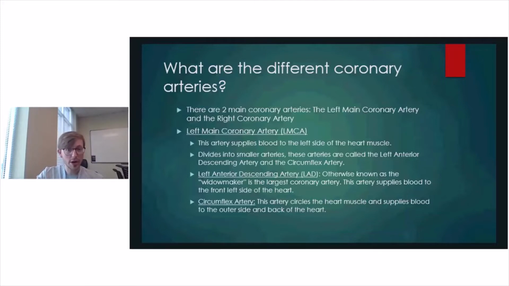The left main coronary artery, otherwise known as the LMCA, supplies blood to the left side of the heart muscle, given the name left main coronary artery. This main coronary artery divides into different arteries, which are called the left anterior descending artery and the circumflex artery. The first one we're going to go over is the left anterior descending.